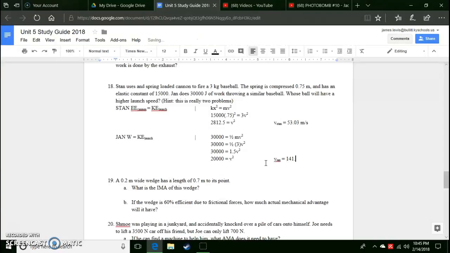141.4. That is handily higher than Stan's initial launch speed. So her arm is a cannon unto itself compared to this actual cannon. Spring-loaded cannons are not nearly as good as real cannons, and especially not as good as Jan's throwing arm. Good lord, I didn't realize that I made this problem so lopsided. Anyway, Jan clearly wins. She is the victor in this particular case. That is meters per second, not milliseconds. Bold. She's the answer. Jan wins.